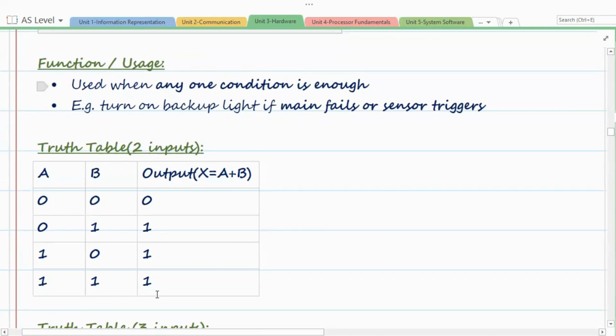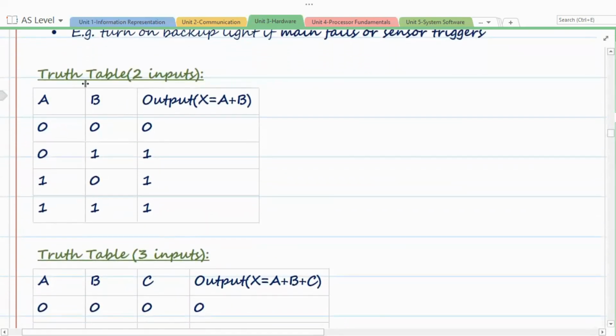For example, turn on the backup light if main fails or sensor triggers, or when there is an option of either this or that, in that case you use the OR gate. This is a truth table with 2 inputs. As I said, if any one of the inputs is 1, you get 1. So here both the inputs are 0, so output is 0. But here, if you see, 0 1 gives 1, 1 0 gives 1, 1 1 gives 1.